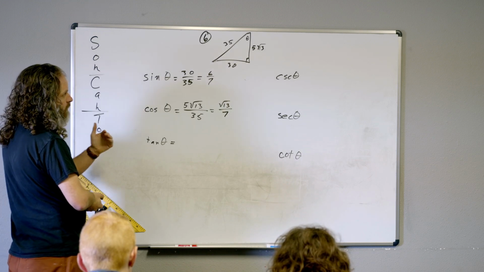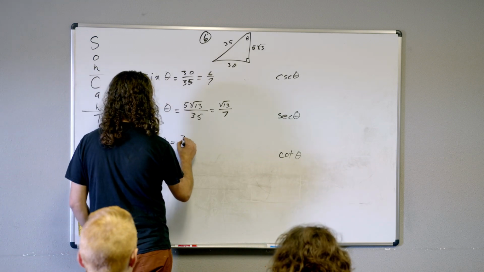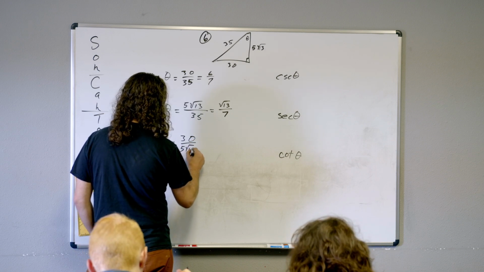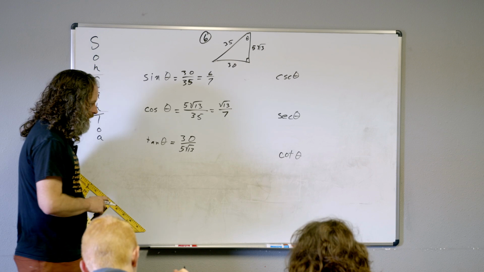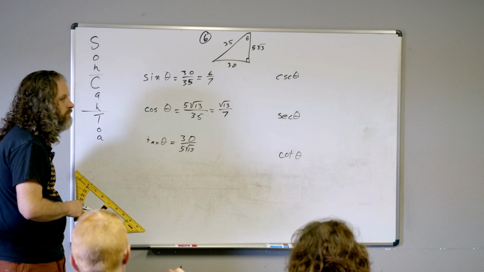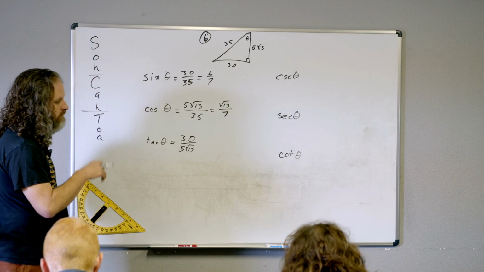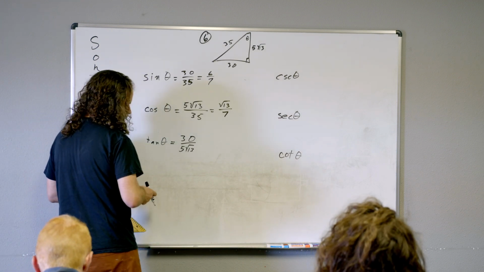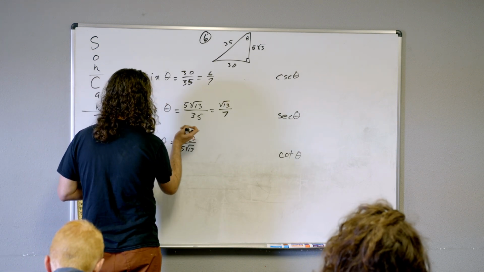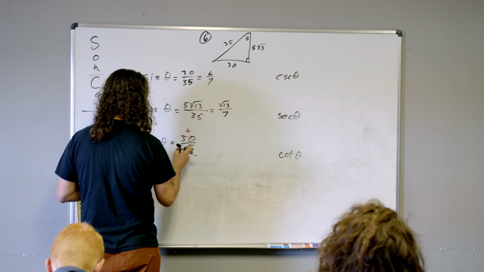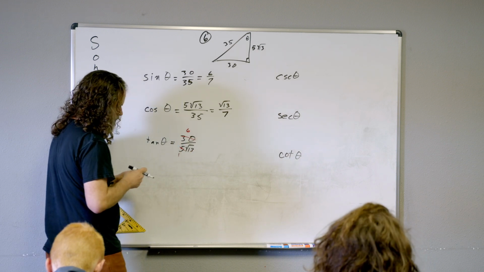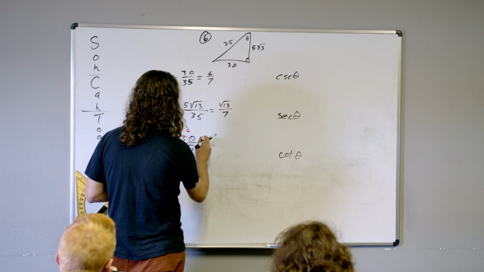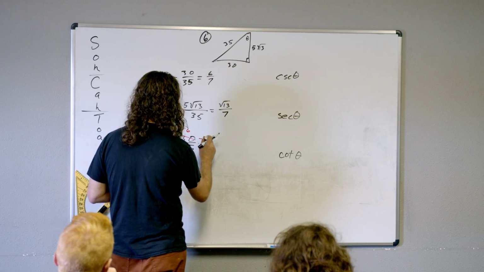Tangent is opposite over adjacent, so that will be 30 over 5 times the square root of 13. We can't have that square root of 13 in the denominator. What do we need to do? Multiply the whole thing by square root of 13 over square root of 13. We can also pre-reduce a little and turn this into 6 and 1. And then I'll go ahead and write it all the way out because we can.